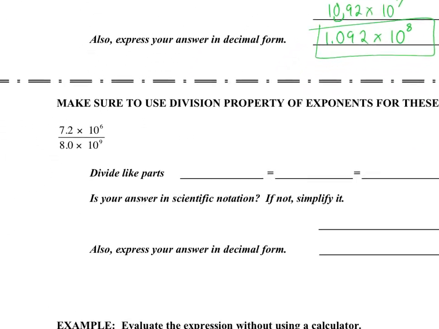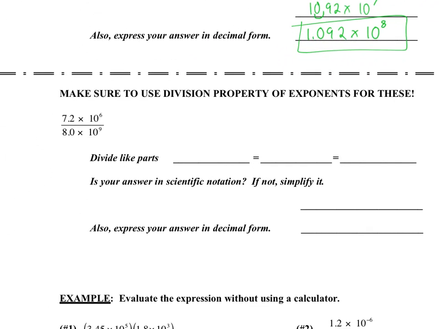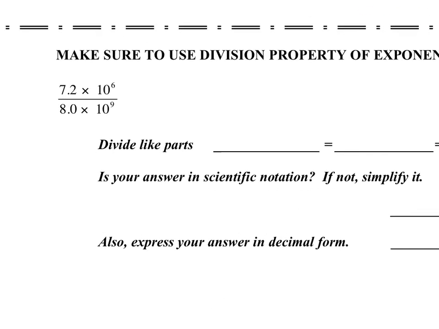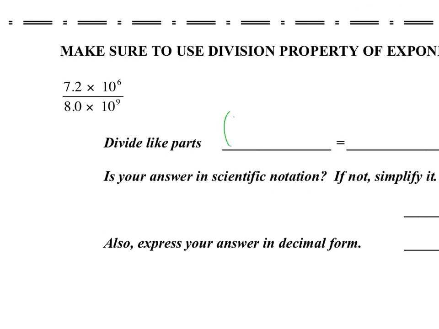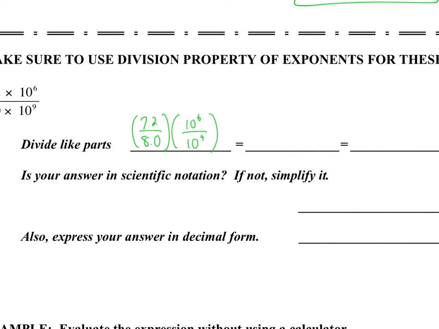All right, got a couple more examples here. We have 7.2 times 10 to the 6th divided by 8.0 times 10 to the 9th. Again, we are going to divide like parts. So I'm going to do 7.2 over 8.0, and I'm going to do 10 to the 6th divided by 10 to the 9th. All right. So 7.2 divided by 8.0 is 0.9. Now, what am I going to do with the exponents here? I have 10 to the 6th divided by 10 to the 9th.